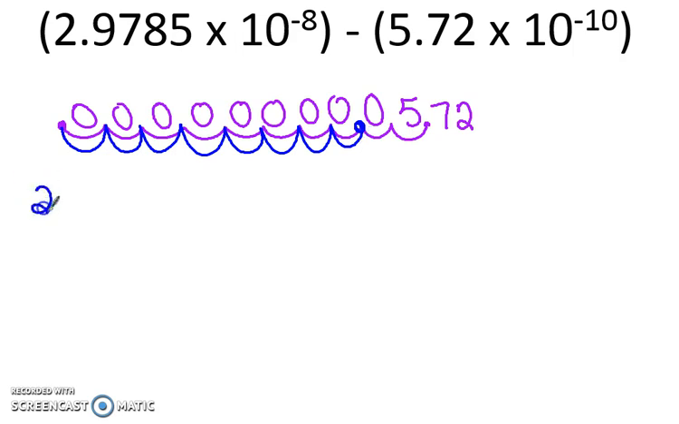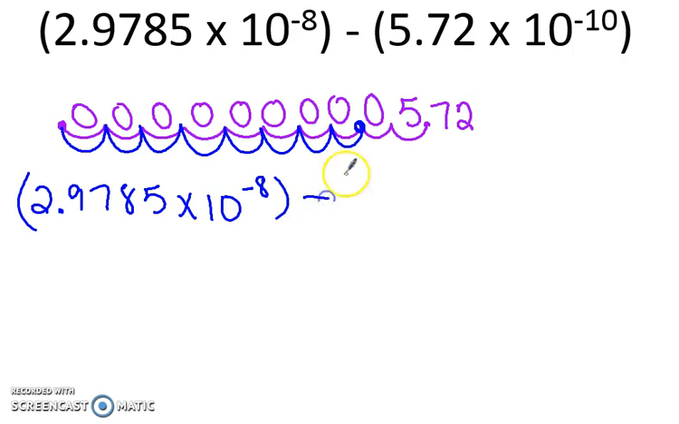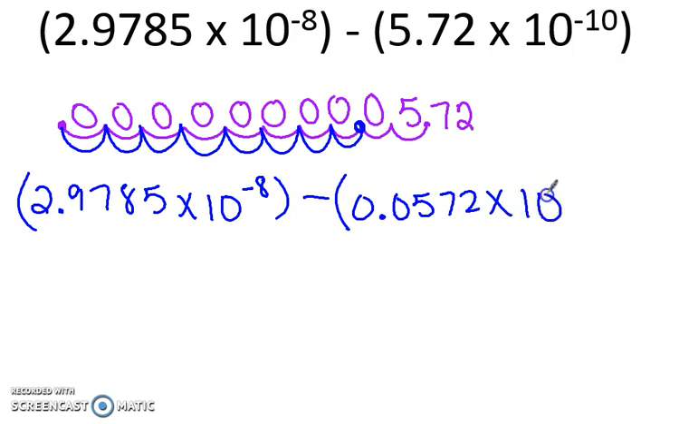First one didn't change, so we're going to just write that one. The second one did change, so it's going to be 0.0572 times 10. What did we change it to? Oh yeah, we changed it to a -8 because we moved 1, 2, 3, 4, 5, 6, 7, 8 to get this number. Now we know our answer is going to have the -8 because both of them have it, finally.